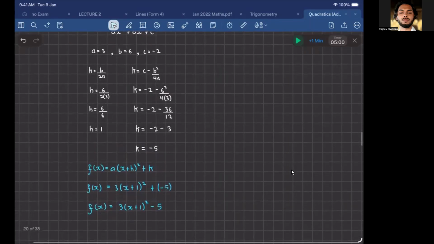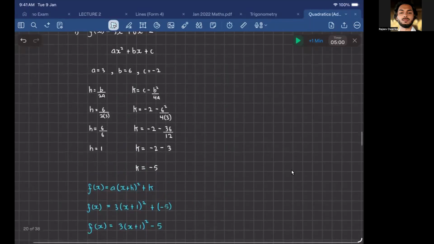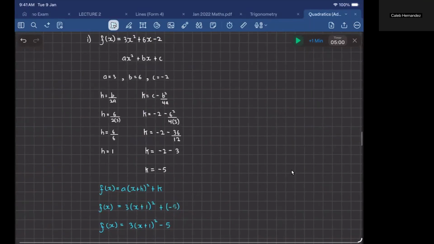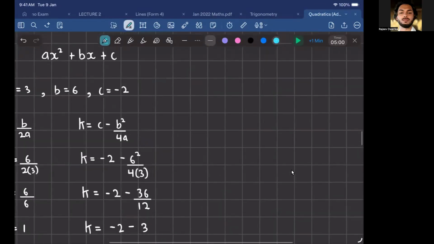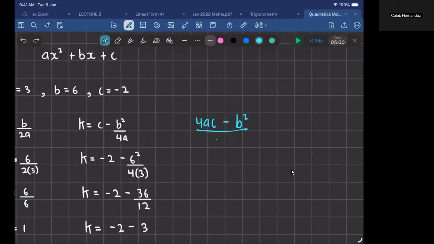So tell me, Caleb, did you do completing the square in school as yet? Yes? Okay. So the next question I'll do with you. But is there anything that you didn't understand here? Be honest with me, did you learn these formulas for h and k in school? For k, I did. K is 4AC take away B squared over 4A. All right, that's not a problem. Let me show you something. 4AC minus B squared over 4A. Check this.